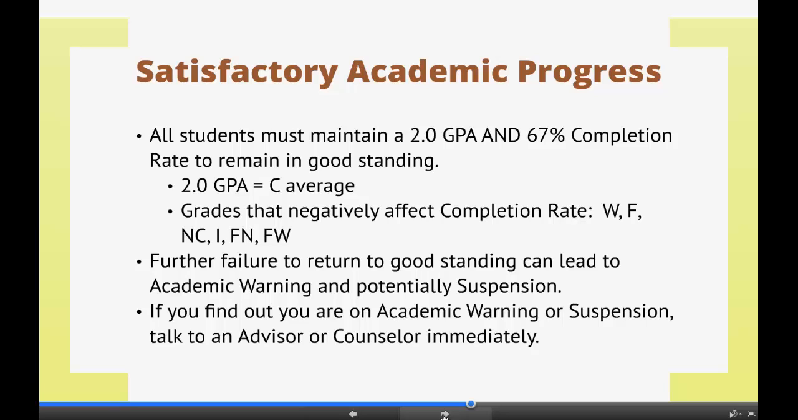When you're suspended, you need to sit out one semester, and when you come back, you are not eligible for financial aid. If you find that you're on academic warning or suspension, we really encourage you to talk to an advisor or counselor immediately.